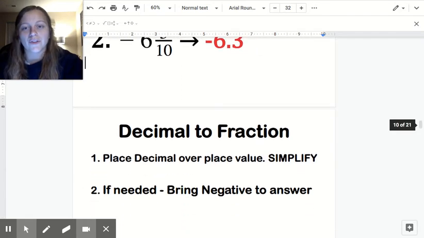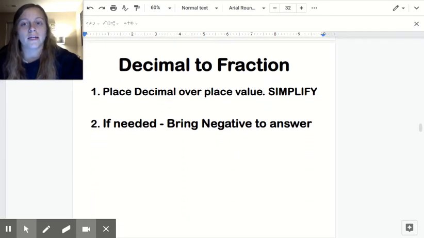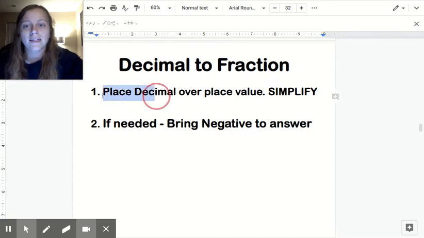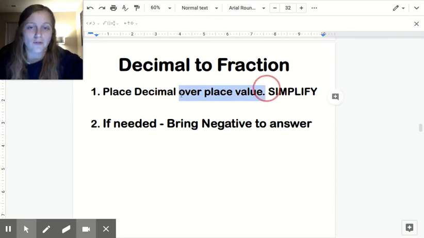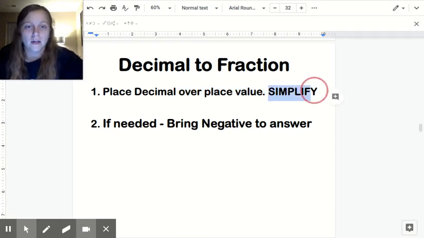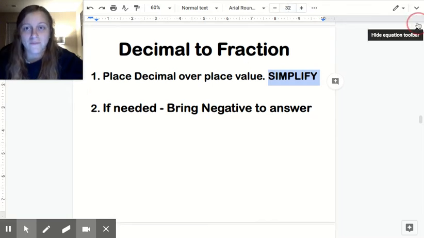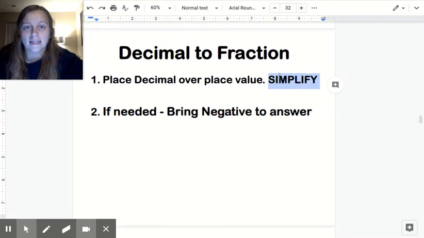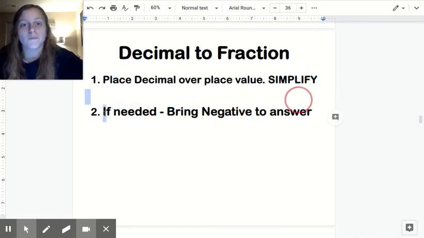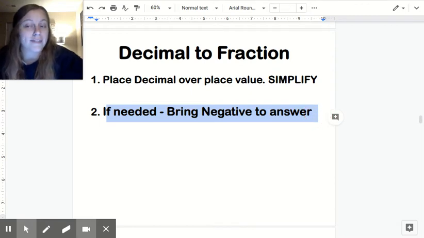All right, now we're going to go the other way. We're going to take our decimal and make it a fraction. So remember, we place our decimal as the numerator, and whatever place value it is, that's our denominator. So the decimal digits over its place value. And I put big capital letters here to make sure that we simplify. Okay, so we've got to simplify in our answer. Then, just like before, if needed, bring the negative down. So if it was a negative decimal, it's also going to be a negative fraction.